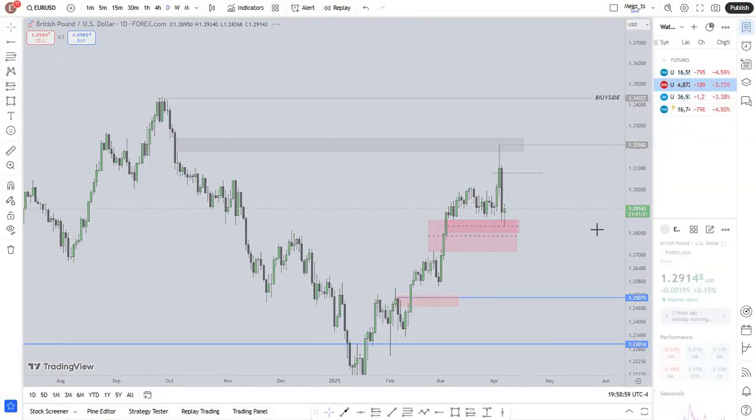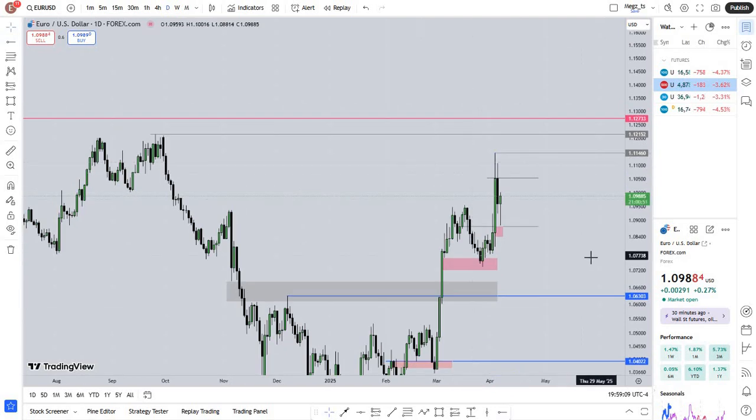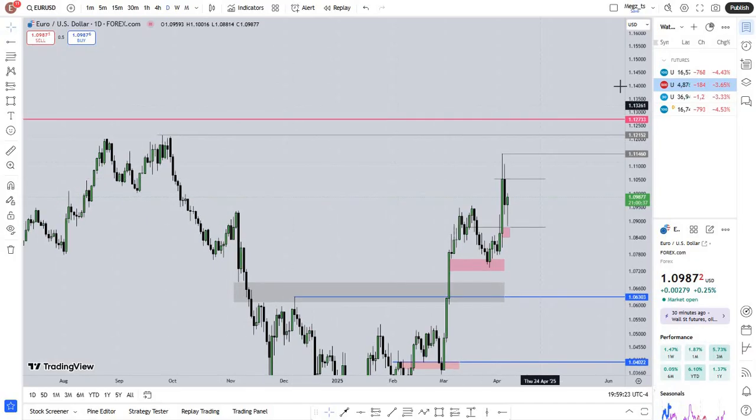Then for the EURUSD, I'm looking at the first draw on liquidity, which is this high right here, 1.11460, and the second draw on liquidity, which is this high, 1.12152. And then the last draw on liquidity is 1.12733. So having gone through that, let's go down to the US 100.